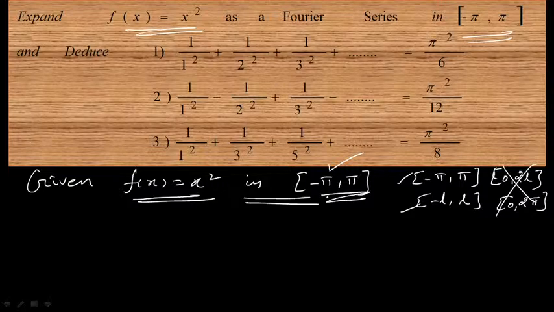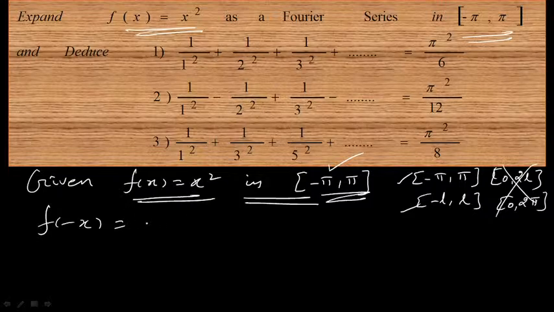a separate Fourier series representation if it is odd. If it is even, we have a separate formula for finding the Fourier series of the given function. So for that, as usual, in the given function, you have to replace x by minus x.